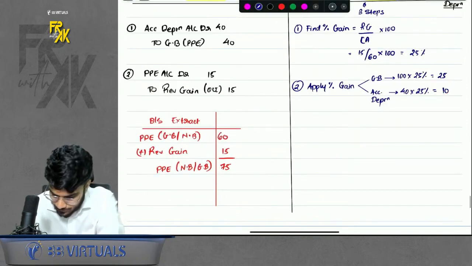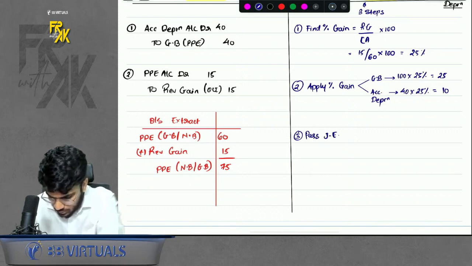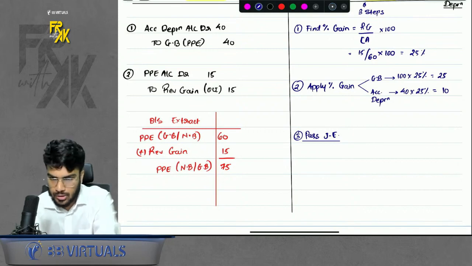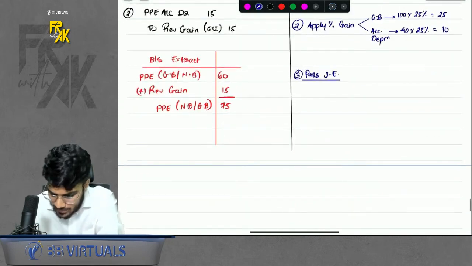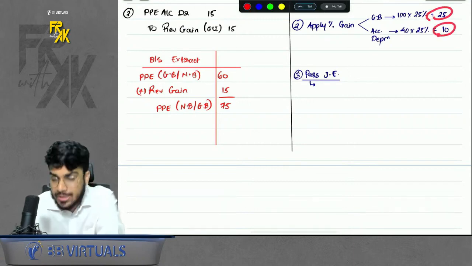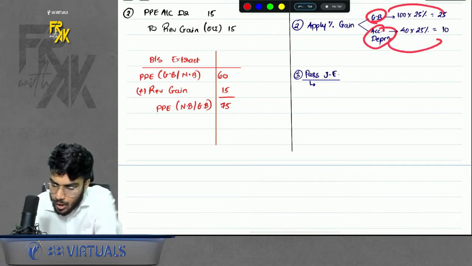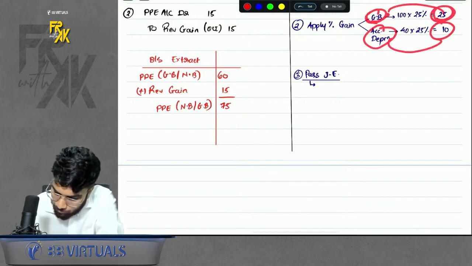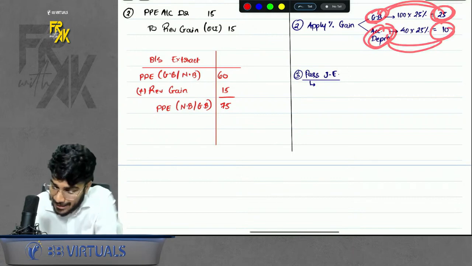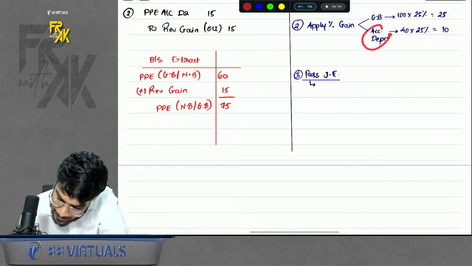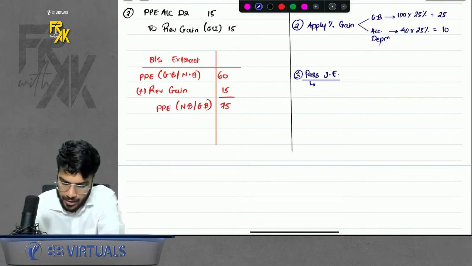The third step is passing journal entries. Now, how do we pass a journal entry? Whatever amount you got in step number 2, you will have to increase both these items by this amount. That means I have to increase the gross block by 25. I have to increase the accumulated depreciation by 10. How will I do it?